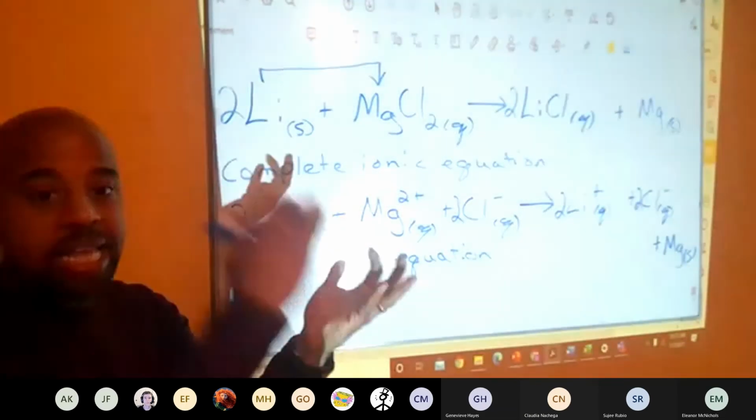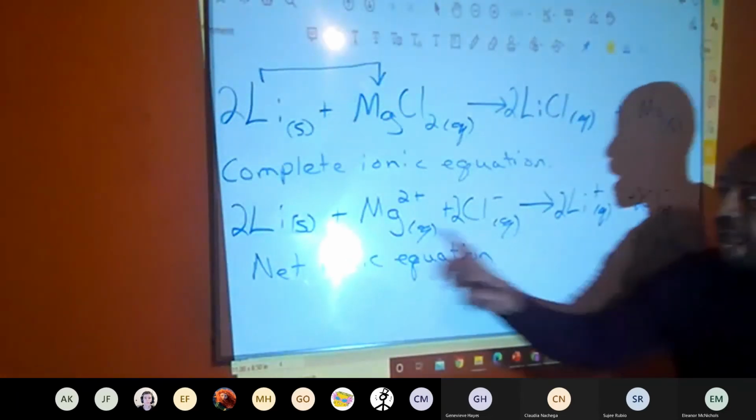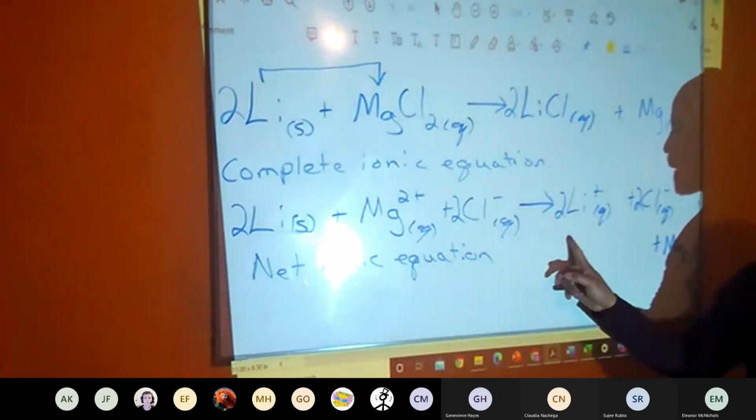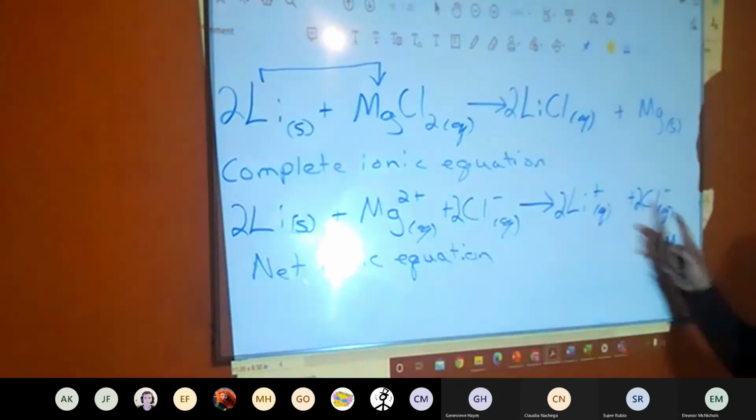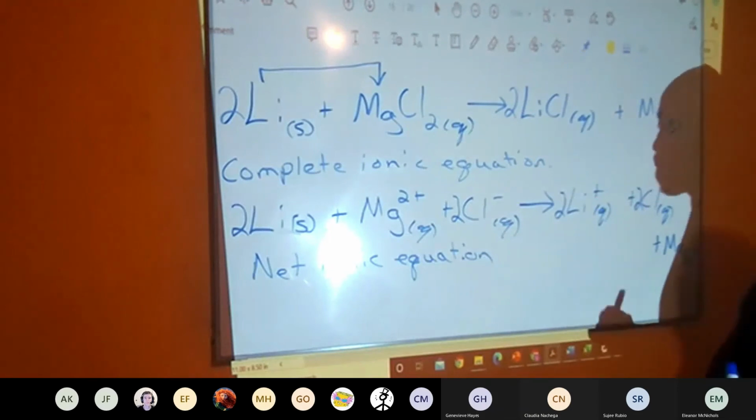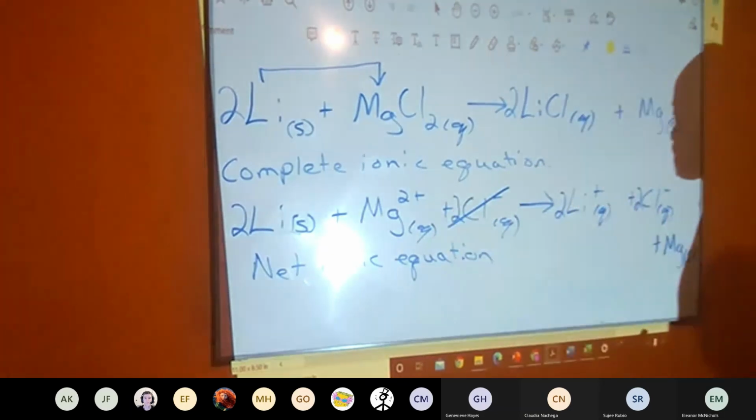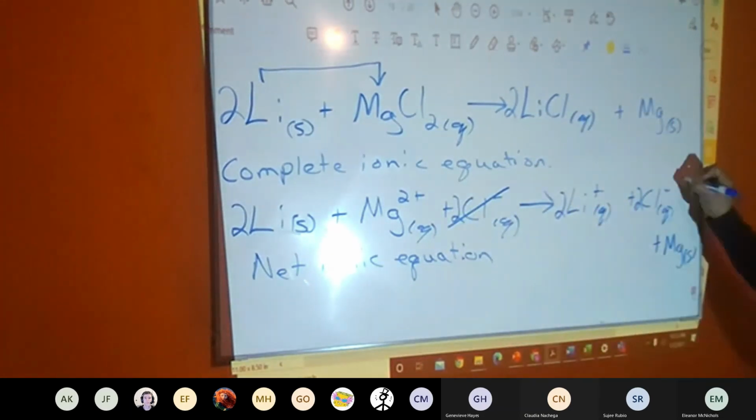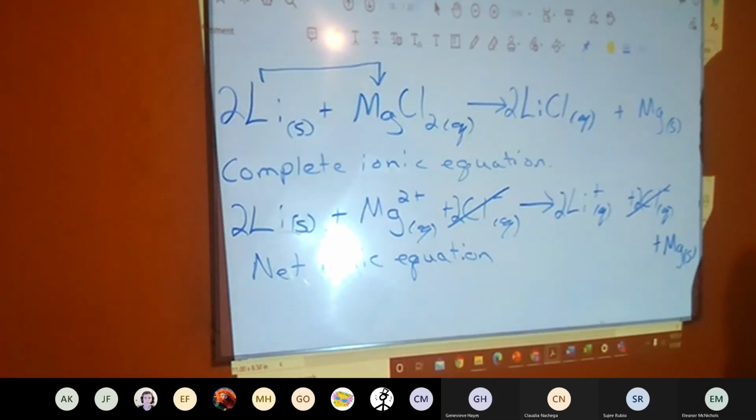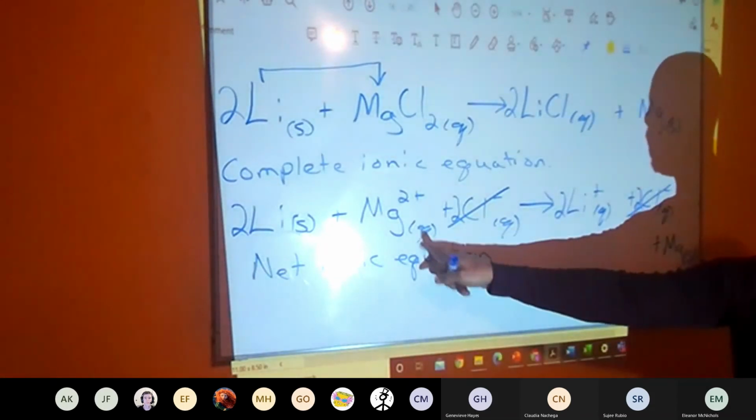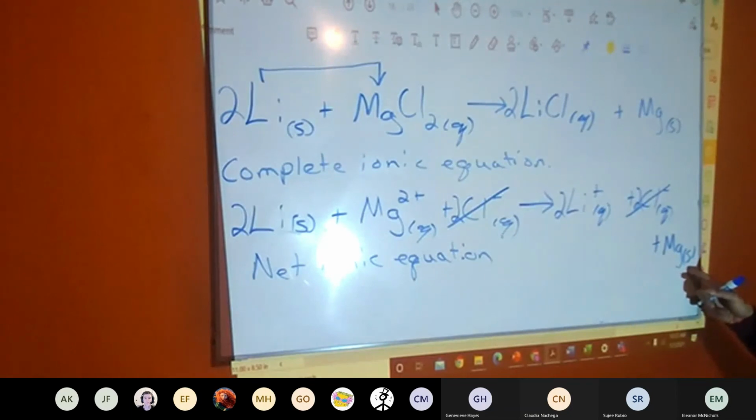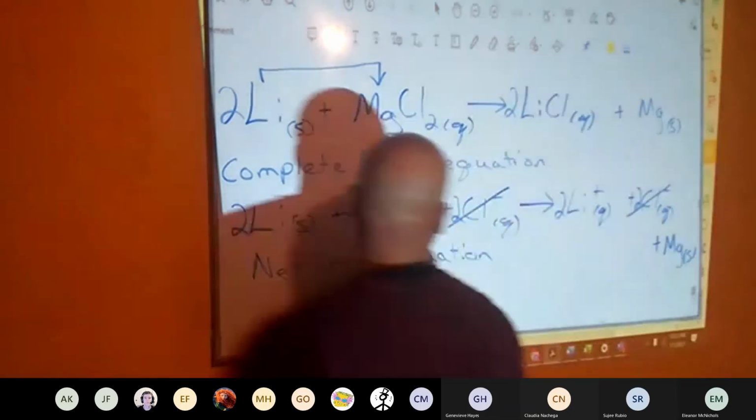This is lithium as a solid metal, which I can clearly see is shiny, metallic, conducts electricity, malleable, ductile, and this is some lithium cation dissolved in water. They are not the same. When I say they are the same, they have to be verbatim, the exact same on both sides, which means that the only thing that I can cancel out here is my chloride, 2Cl minus aqueous, 2Cl minus aqueous. That magnesium is an aqueous magnesium, and that's a shiny piece of magnesium metal, so that's all I can cancel out.